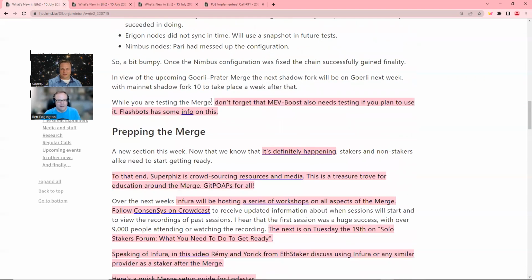MEV boost needs testing. Yeah. It's a thing whether you like it or not. And there's some more materials on this. I'll stick something in the next issue. Flashbots has put out some more guides to configuring it. So bottom line is, after the merge, validators like yourself and myself will be block builders, and we can choose to extract MEV or not.